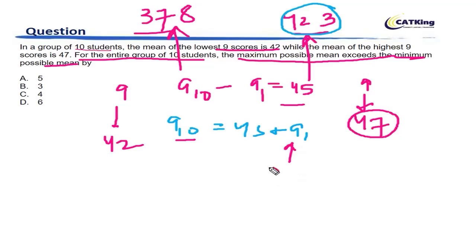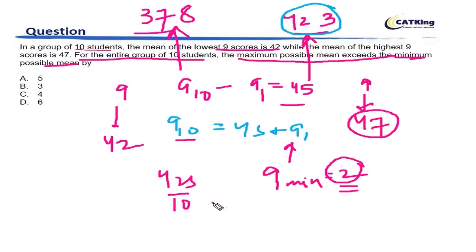So therefore A1 minimum can be 2. The minimum value of A1 will be 2. So therefore if you add the minimum value of the first number to the sum of the last 9 numbers, that becomes 425. So the minimum mean is 42.5.